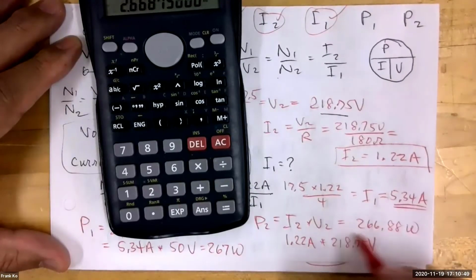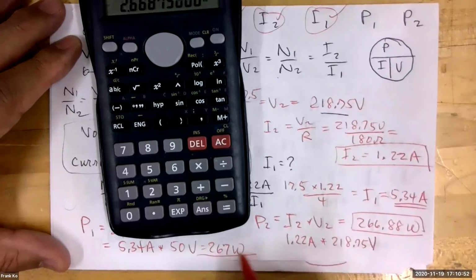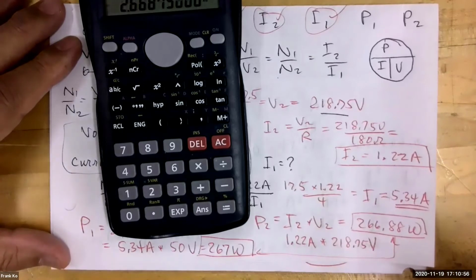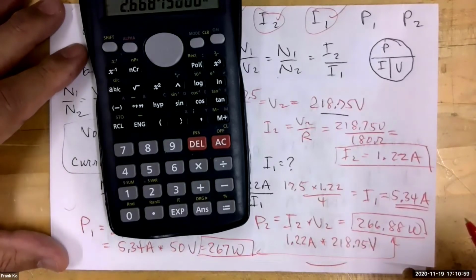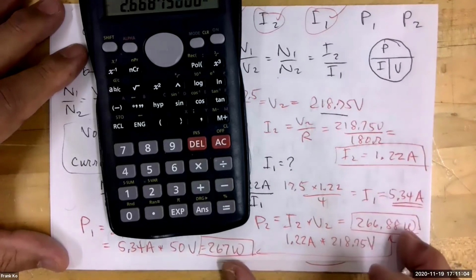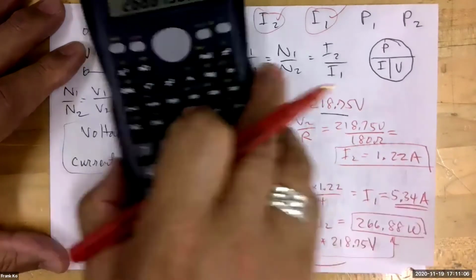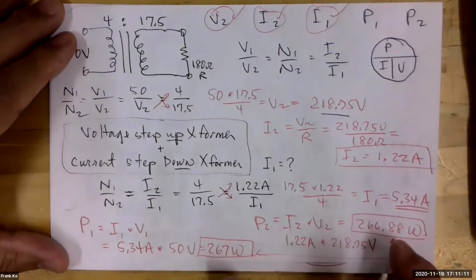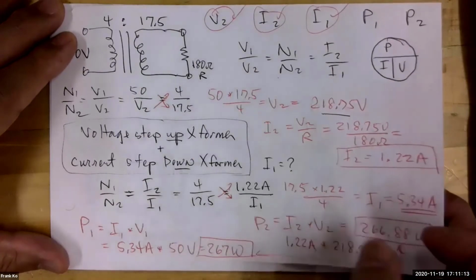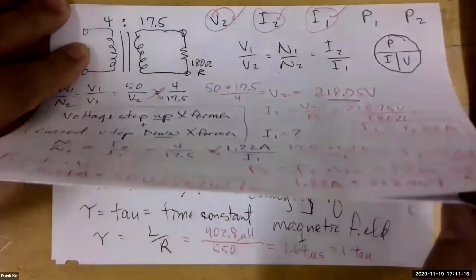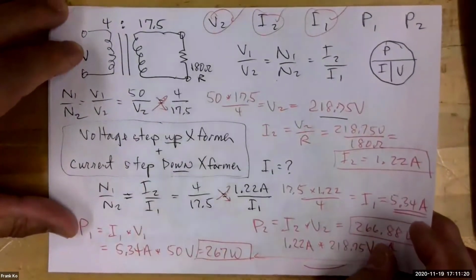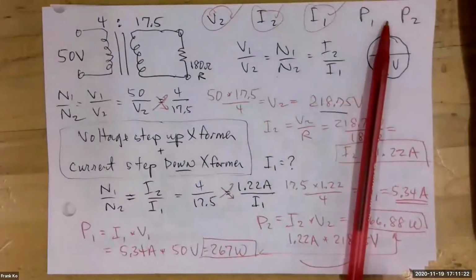266.88 watts. You look at this number and you look at this number. Are they within a few hundredths of a watt from each other? Yeah, within 12 hundredths of a watt from each other. Why are they not exactly the same? Because we were using rounded off answers in many parts of our calculation. So has P1 equal to P2, has that aspect of our transformer formula been preserved? Yes. Okay, all right. Enough for transformers.